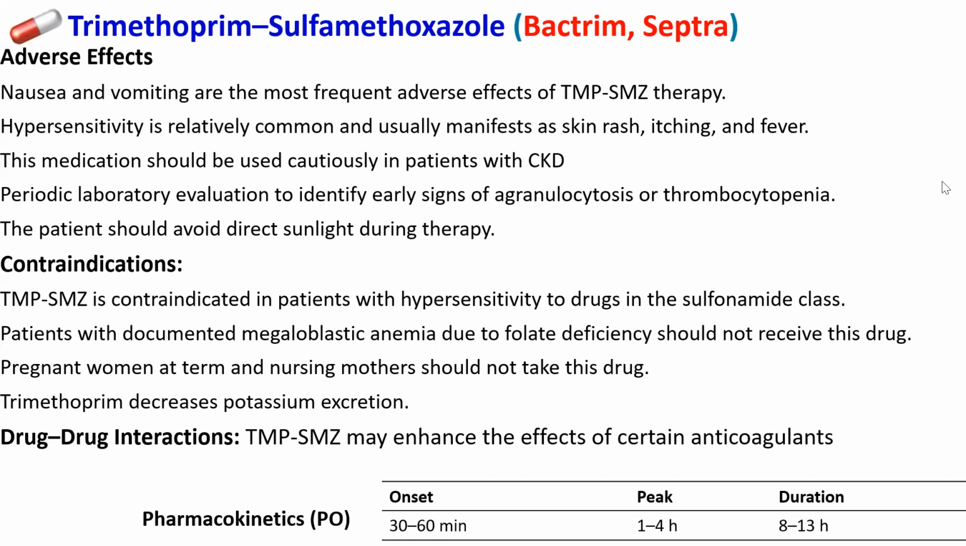Also, it may cause phenytoin, Dilantin, toxicity because the drug decreases the hepatic metabolism of the phenytoin. So trimethoprim sulfamethoxazole may cause phenytoin toxicity. And same thing with potassium, because this drug has a potassium-sparing effect on the nephron, it should be used with caution with potassium-sparing diuretics like spironolactone to prevent hyperkalemia.